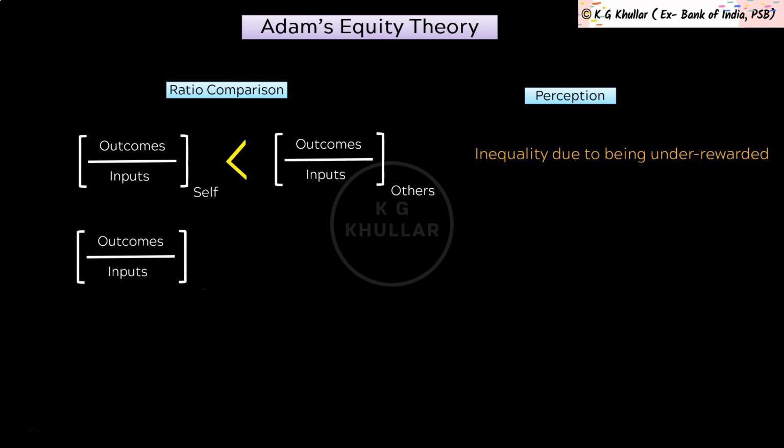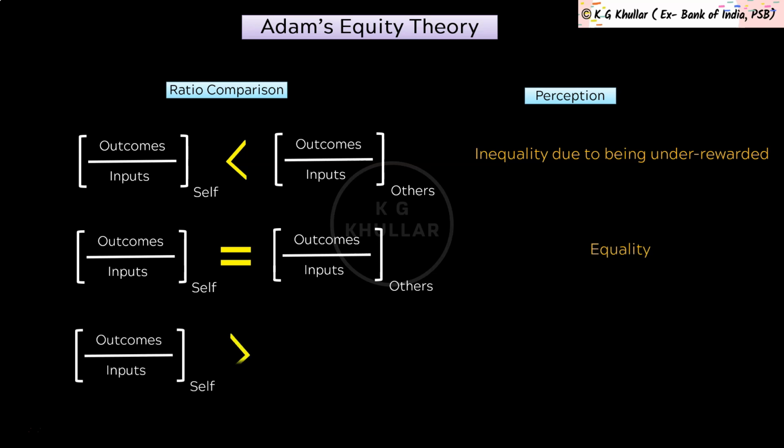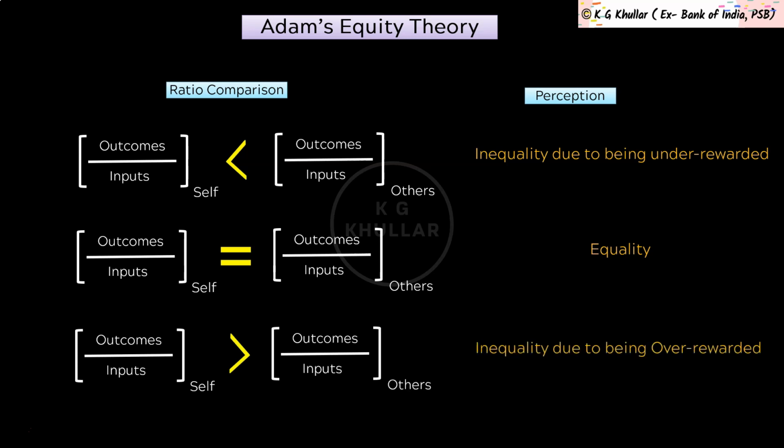Then secondly, if the ratio of self is equal to ratio of others, then it is said to be the situation of equality. And lastly, if the ratio of self is greater than ratio of others, then this is also perceived to be inequality due to being over-rewarded.